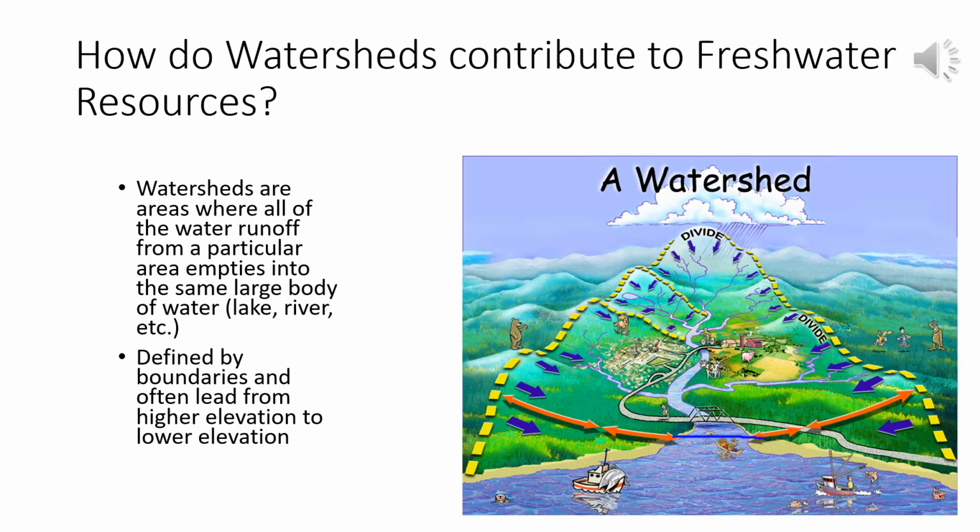One of the ways to look at our freshwater resources is to look at what is called a watershed. A watershed is a geographic area where all water runoff from a particular area empties into the same body of water. This can be a lake or a river. It is defined by boundaries that are often geographic, meaning mountain ranges, and they often lead from high elevation to low elevation.